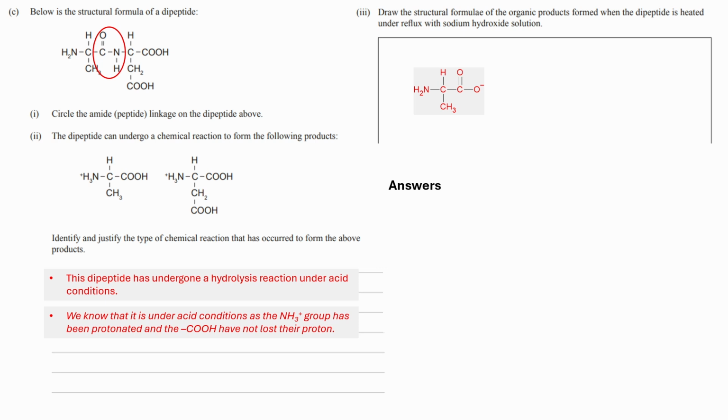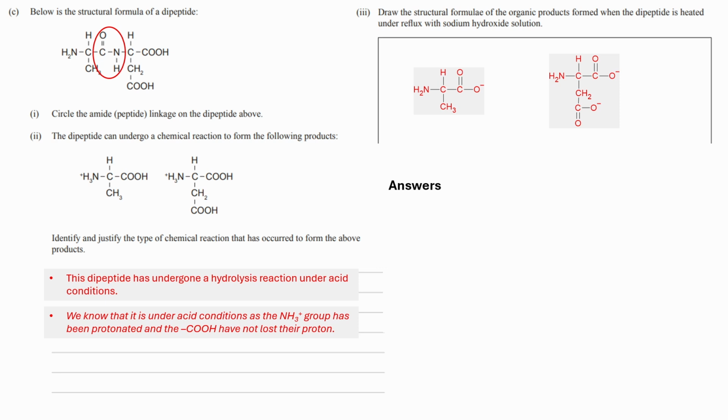Now the other molecule is just this second molecule here, showing it has been protonated. So we're going to lose a proton from the amine group here. We're going to lose a proton from the carboxylic acid here and the carboxylic acid at the bottom, and so our molecule is going to end up looking like this.